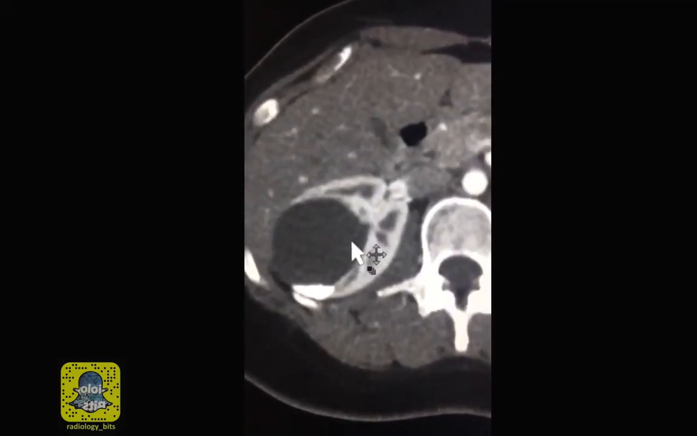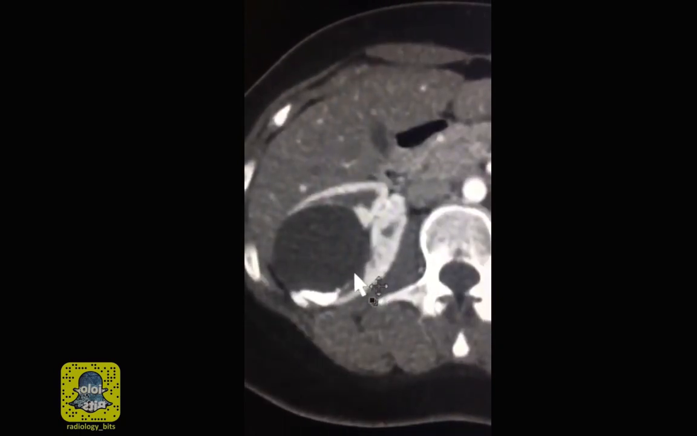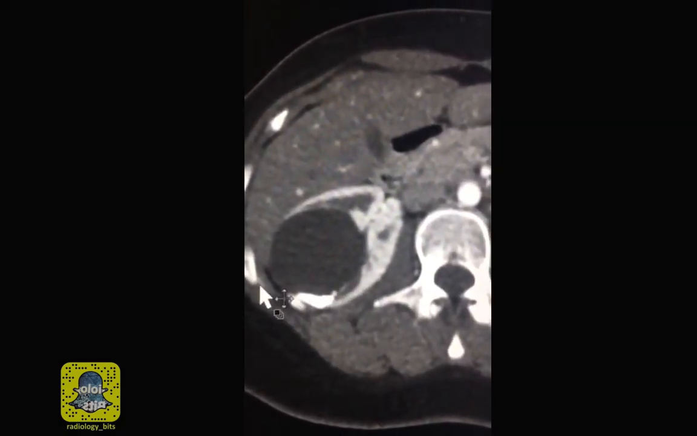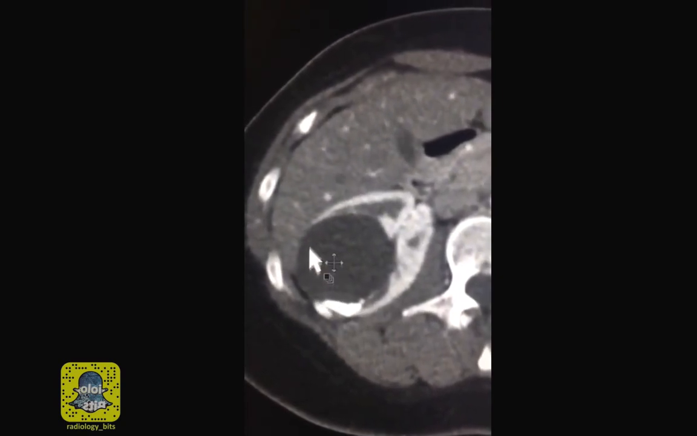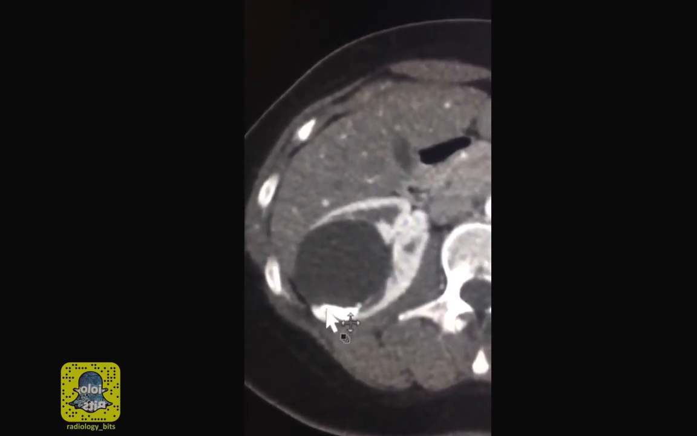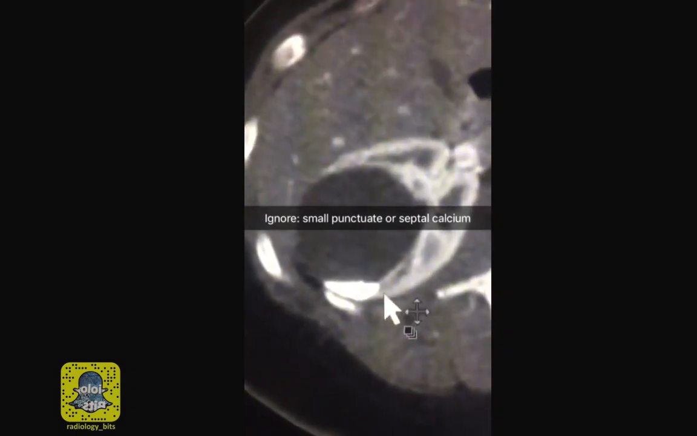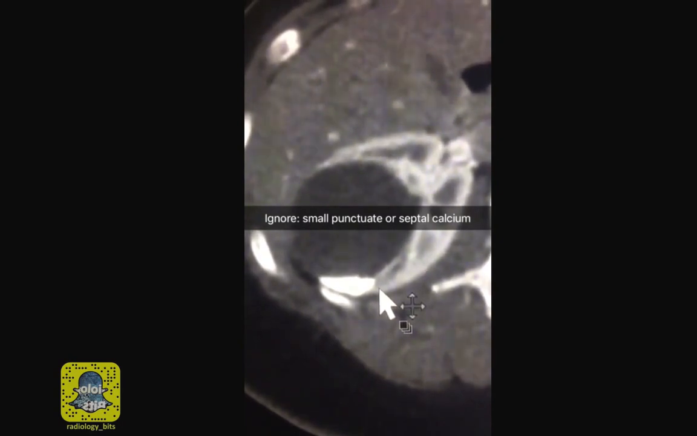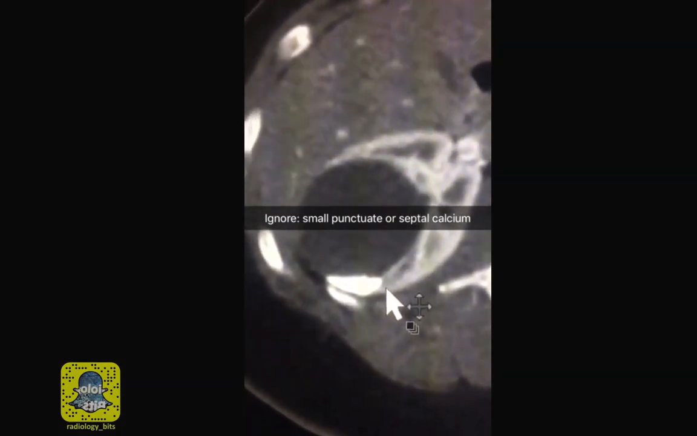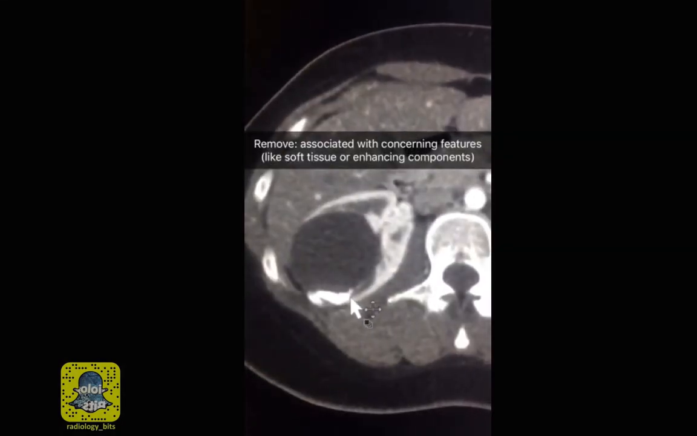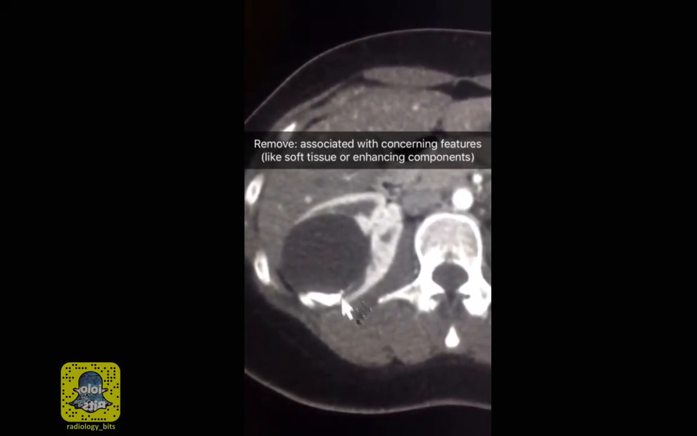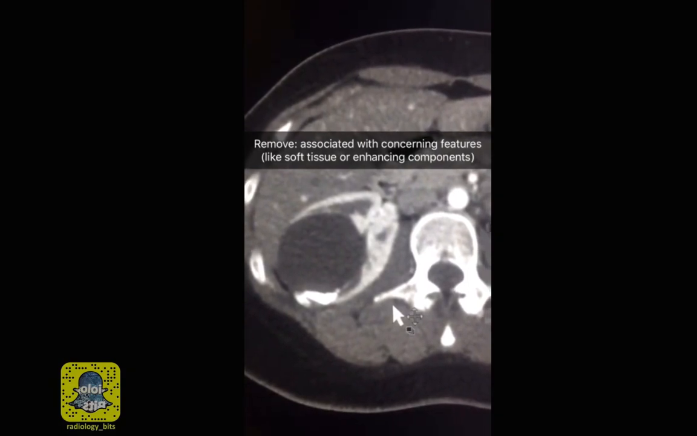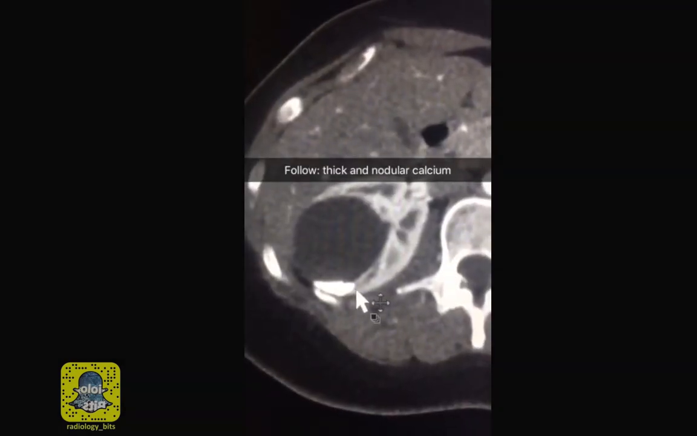And the cyst has no other concerning features. The wall is imperceptible. There are no nodules, soft tissue components, or enhancement. So the only concerning thing here is the chunky calcium. If the calcium is smooth, small, punctate along a septum, this could be ignored. If the calcium is associated with the nodular, soft tissue components, enhancing components, or other concerning features, it should be excised. Sometimes calcium is in between.